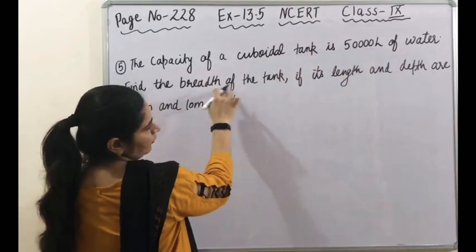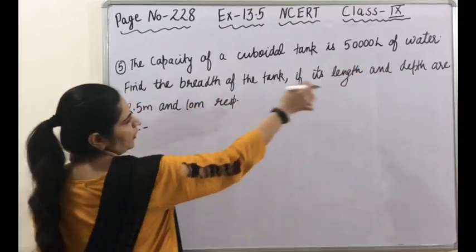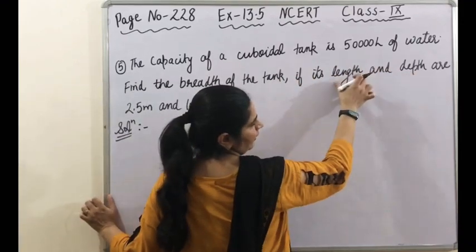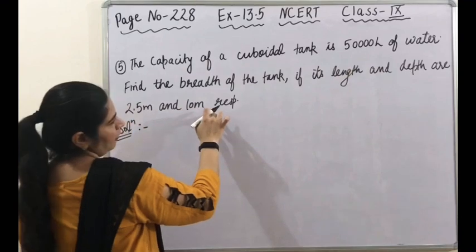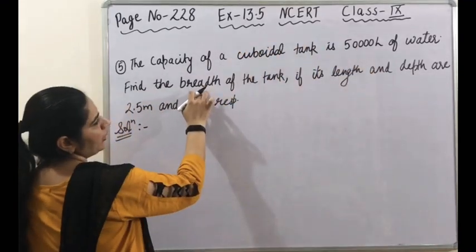In fifth question, capacity of a cuboidal tank is given as 50,000 liter of water. Find the breadth of the tank if the length and depth are given. Depth and height both are same. Length and height are given. Capacity, volume is also given. We have to find out the breadth.